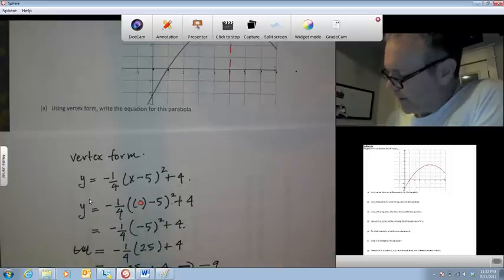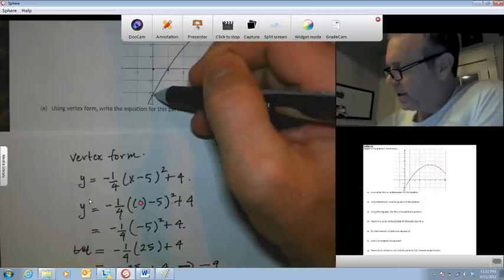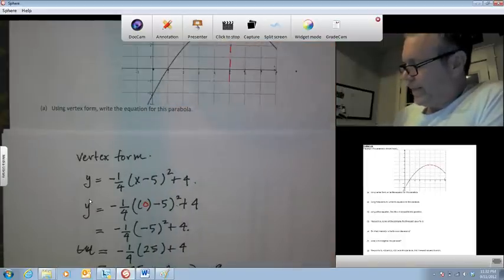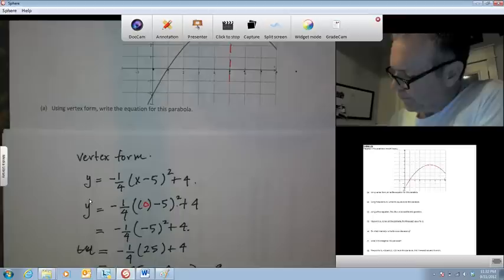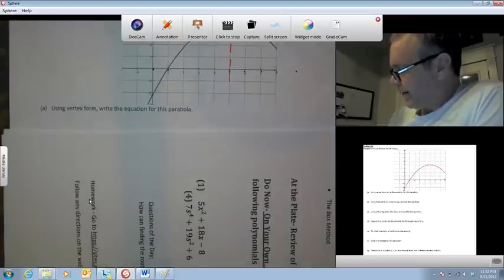Our actual y-intercept is going to be the x value is 0, and the y value is negative 9/4, and that number is actually a little less than negative 2, like we see here on the graph. Box that up, and then move on to the next part.